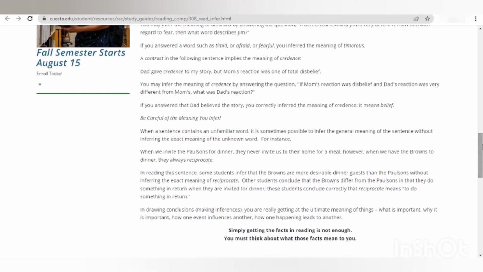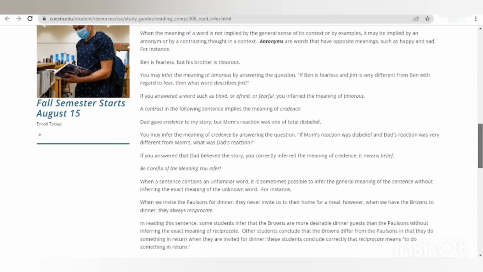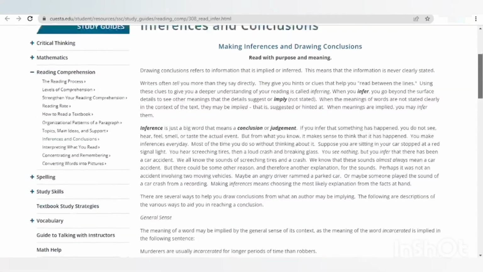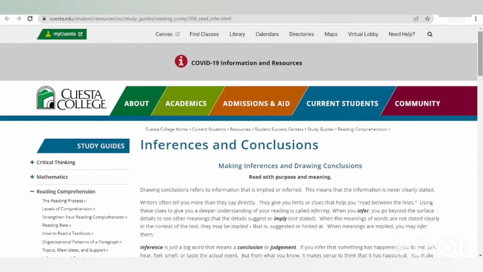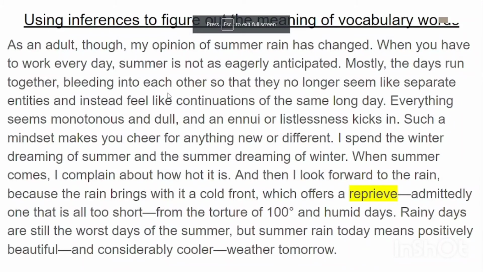Be careful of the meaning you infer. When a sentence contains an unfamiliar word, it is sometimes possible to infer the general meaning of the sentence without inferring the exact meaning of the unknown word, right? On your own time, you can read this again to have a clear idea. This is just a resource I found on the internet. Once again, we're using inference to figure out the meaning of vocabulary words.